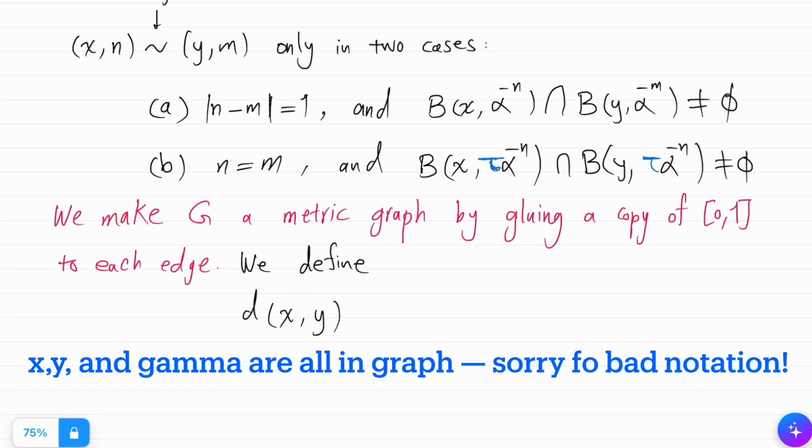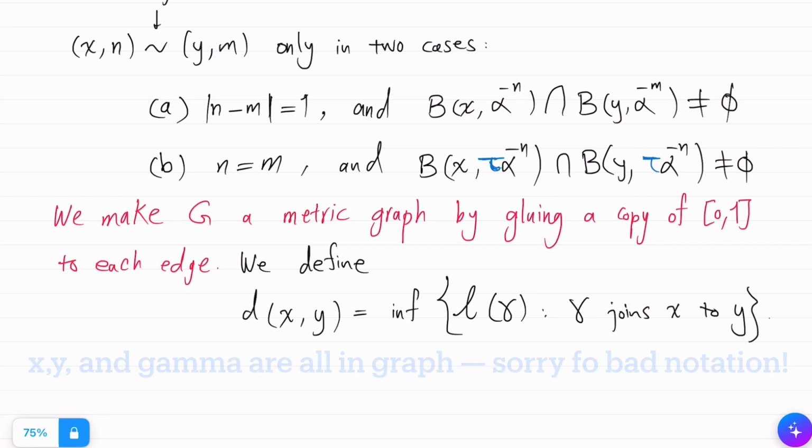We define a distance of points in this graph, which now also could include points in between the vertices, like on an edge. So we want it to be the infimum of the length of gamma, where gamma joins x to y. So this length is well defined because each edge is a copy of [0, 1].